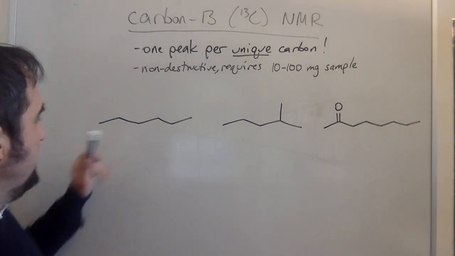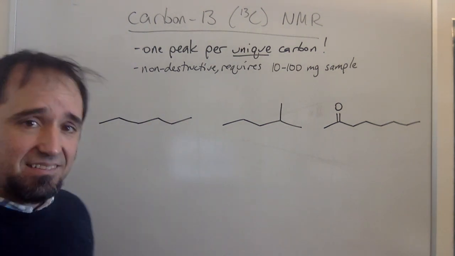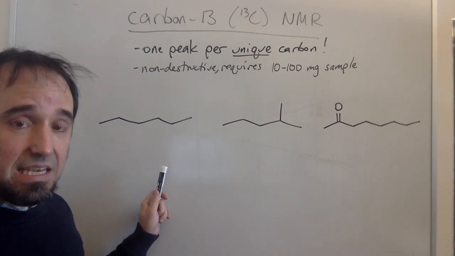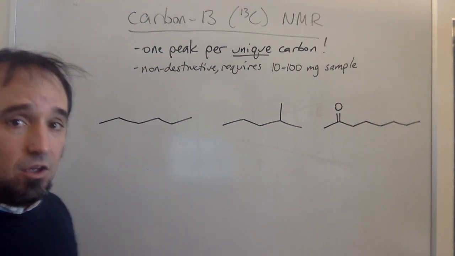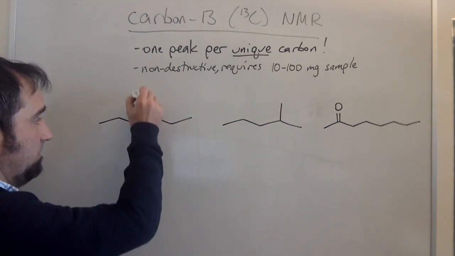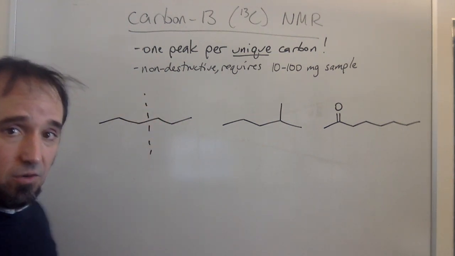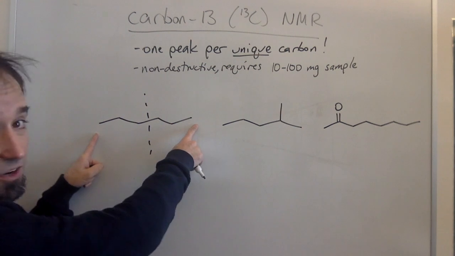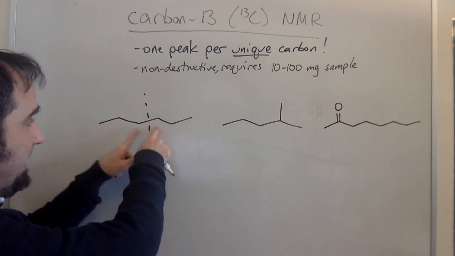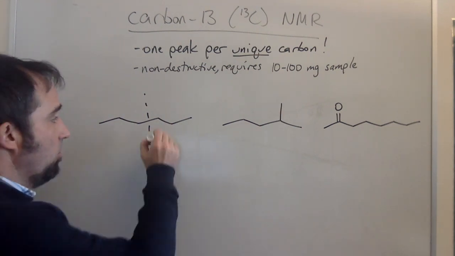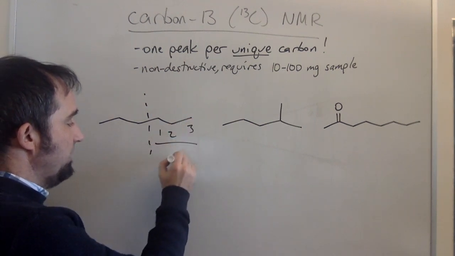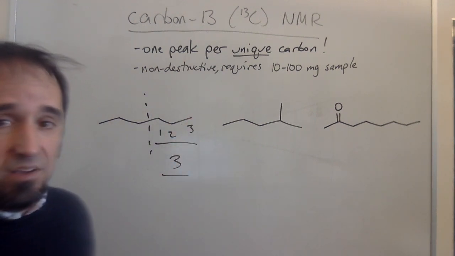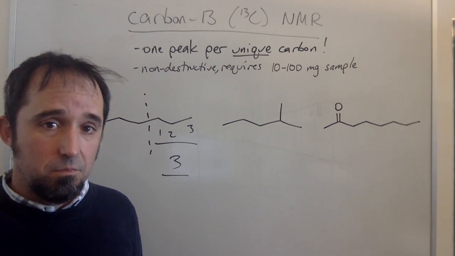So for instance, this is 1, 2, 3, 4, 5, 6. This is hexane. How many C13 peaks would we expect for hexane? Well, remember, there's a line down the middle here, right? So these carbons are the same, these carbons are the same, these carbons are the same. And so we're only going to see 3 peaks for hexane because there are 3 unique carbons.